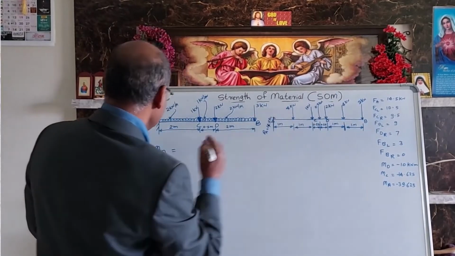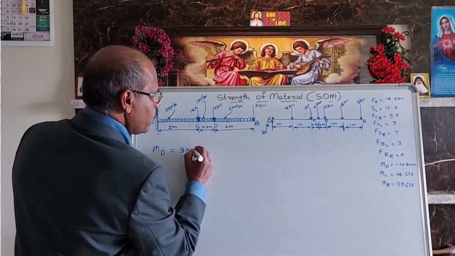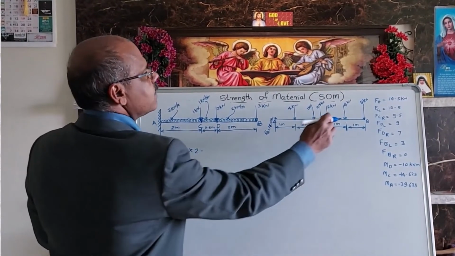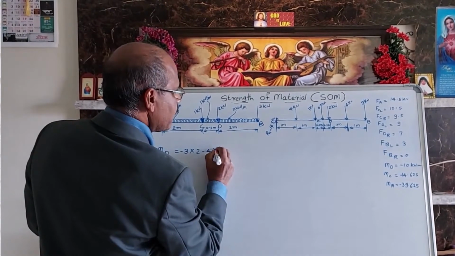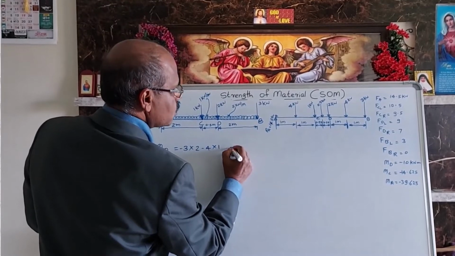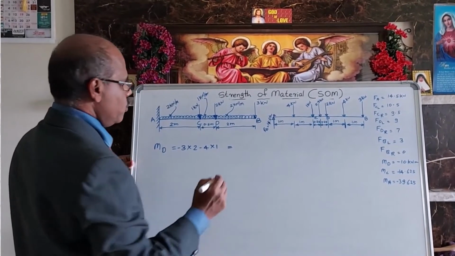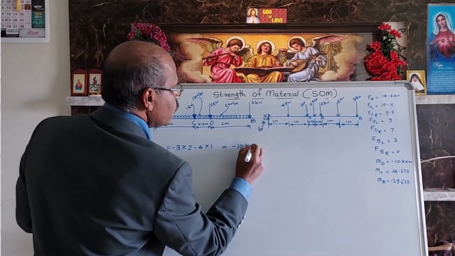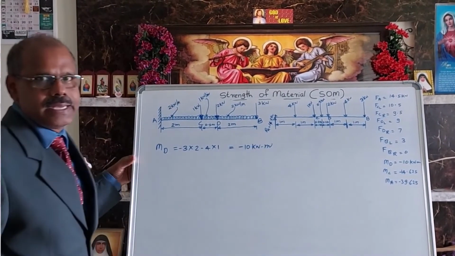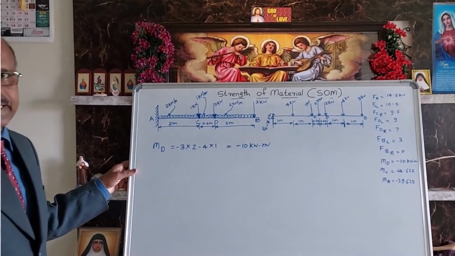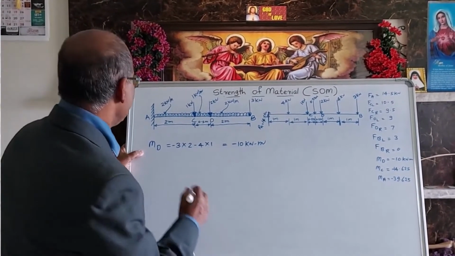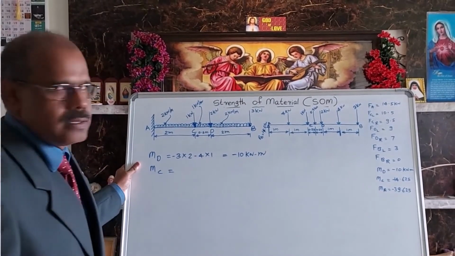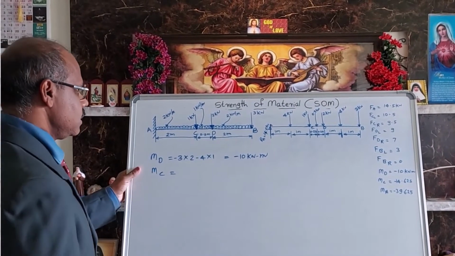Force 3 is there. 3 multiplied by 2. Here it will be minus 4 multiplied by 1. So we are getting the bending moment as minus 10 kilonewton meter. We will get the bending moment at D as minus 10 kilonewton meter. Then we come to the point C.